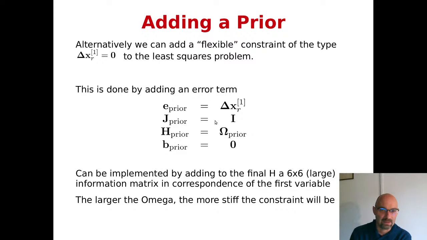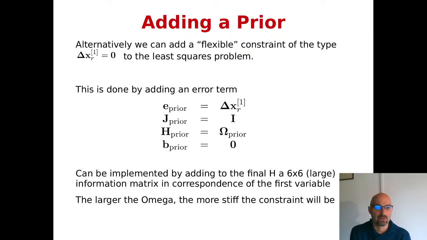The derivative of this function with respect to delta xR is I, right? And I could define an omega of the prior, and the H matrix, the H of the prior will be omega prior, because the Jacobian is the identity. If I multiply omega prior to the left and to the right by the identity, I'm fine. And equally, the b of the prior will be 0. Remember that this prior constraint has to be composed together with all other constraints that I have in my least squares.